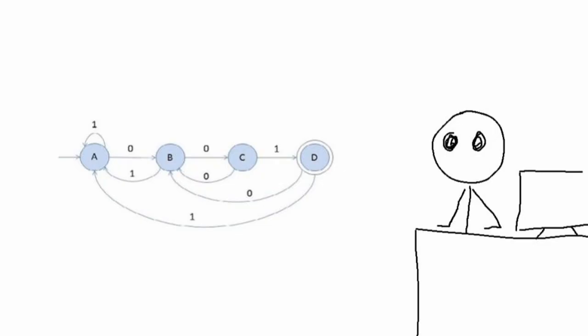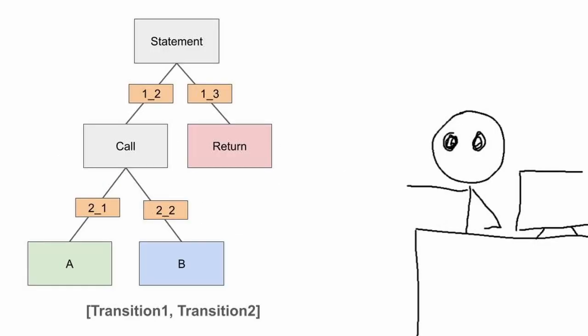Let's go back to that original example with the statements return and A and B. Here, you can see the little orange labels. These indicate the code for the transitions. So if we wanted to go from statement to call, we would just save the transition 1, 2. Then let's say we wanted to go to the A function, we would save the transition 2, 1. And so all we'd have to save is 1, 2, and 2, 1.